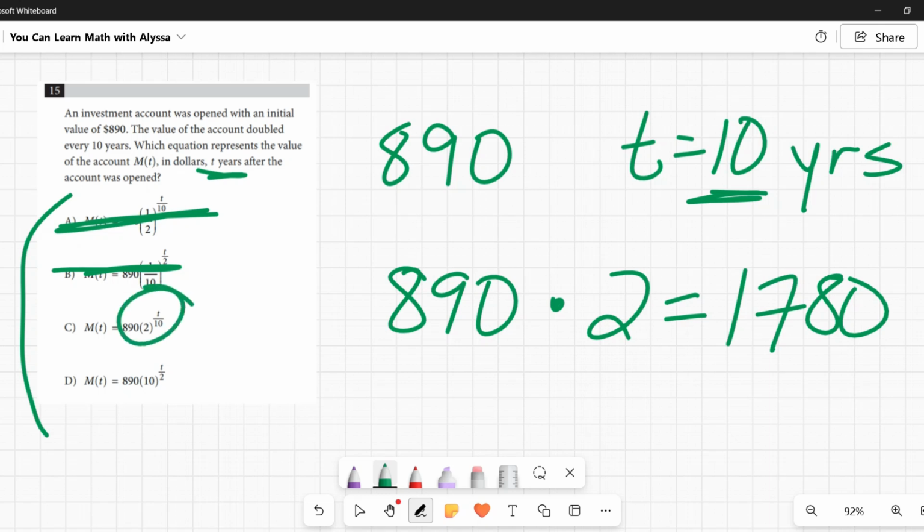Ooh, how about this one? 2 to the power of t over 10. 10 over 10 is 1. 2 to the power of 1 is just 2. There you go. That's it. That's your answer.